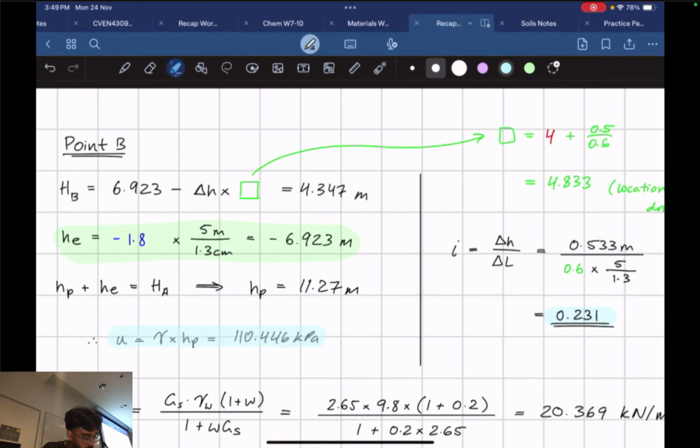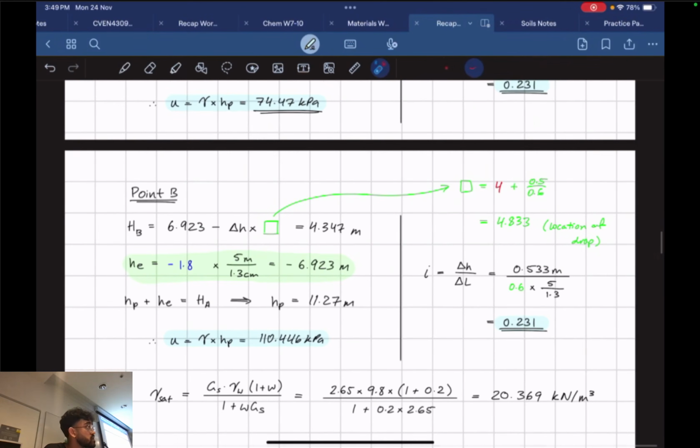Hydraulic gradient, pore water pressure, how I found it, what I did. Any questions? Anything make sense? No, it didn't make sense? Yeah. Make sense? Okay, good.